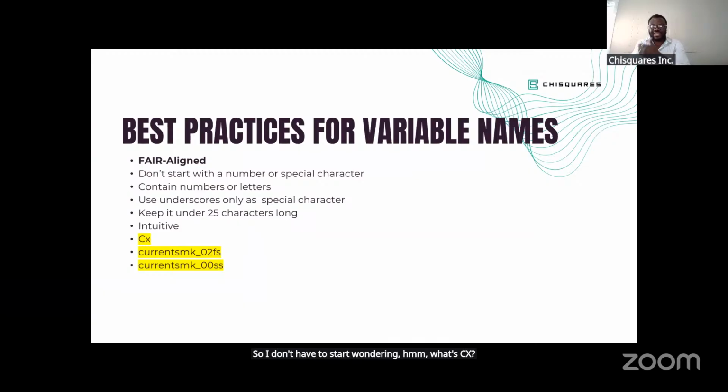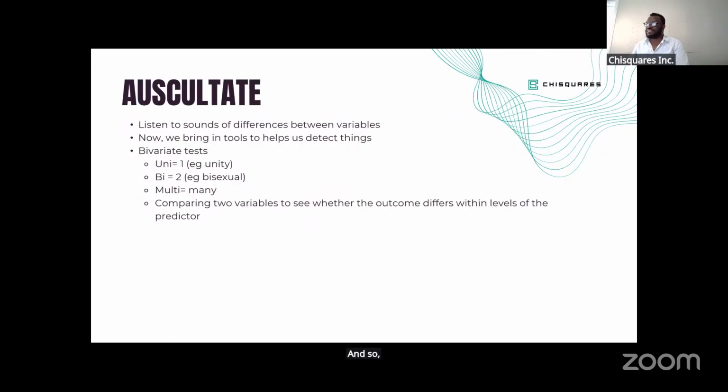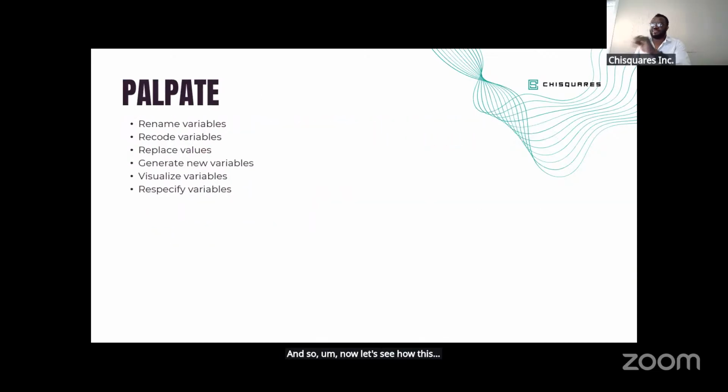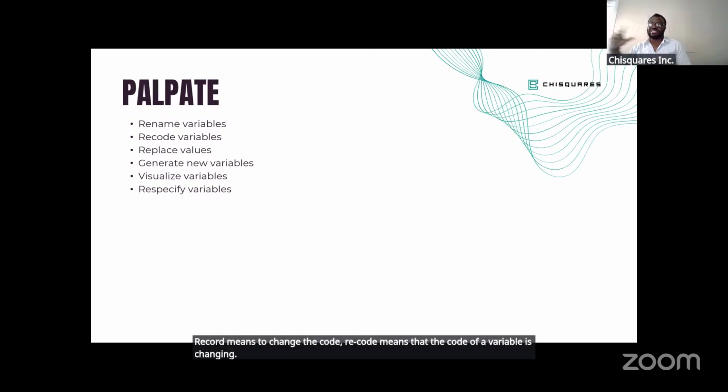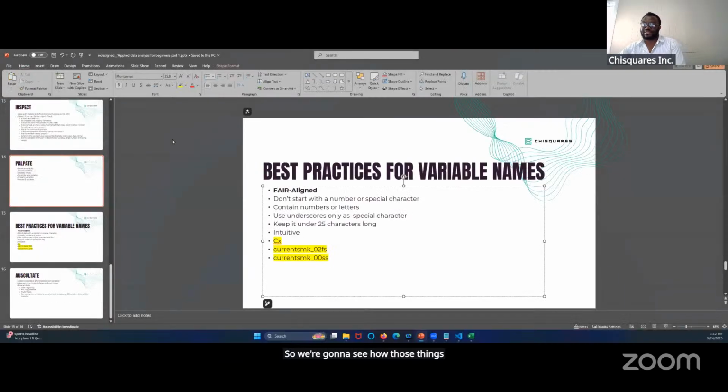It should be very clear what things are. And so now let's see how this works out. Let's go and see how we can rename variables, how we can recode. Recode means to change the code. Recode means that the code of a variable is changing. So we're going to see how those things can be implemented.